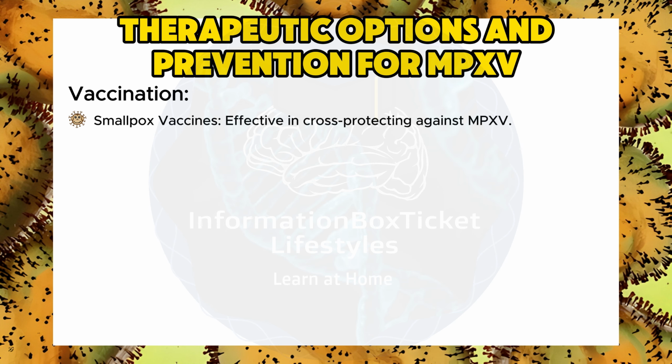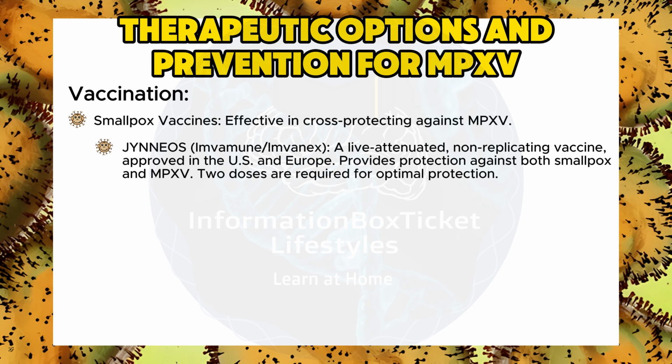Vaccination. Smallpox vaccines are effective in cross-protecting against MPXV. Jynneos, also called Imvamune or Imvanex, is a live-attenuated, non-replicating vaccine approved in the U.S. and Europe. It provides protection against both smallpox and MPXV. Two doses are required for optimal protection.